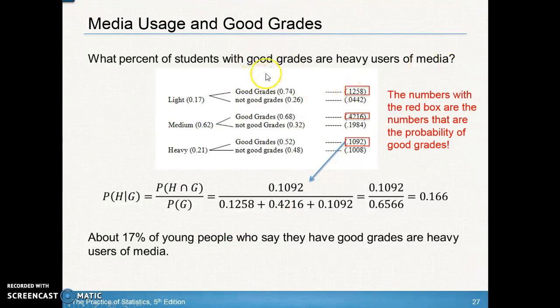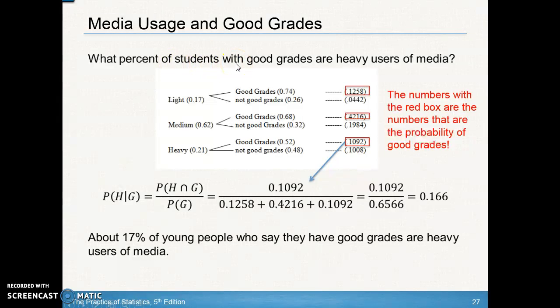Okay, let's take a look at this one. This one's a little bit trickier. And this is where the tree diagram comes into use and is so much easier than you trying to figure this out without a tree diagram. I think it's very difficult, almost impossible to do. So what percent of students with good grades are heavy users of media?